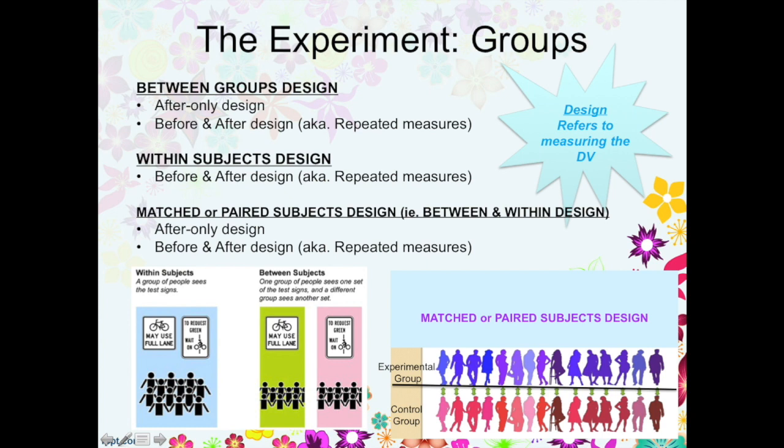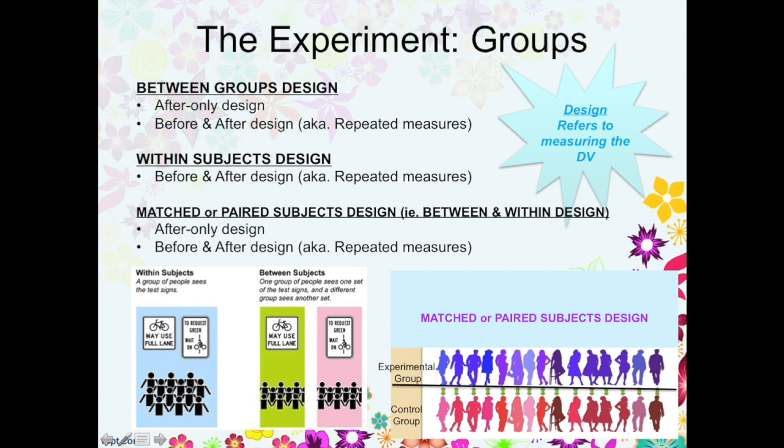So let's look more specifically at the different types of group designs. And here I have a little note that you could think of the design as referring to how we're measuring the DV or when we're measuring the DV. So we can measure the DV after we've given out the IV, we can measure the DV before and after we've given out the IV, or we could do a mix of both. So that's what we're discussing here. And we'll start with the between groups design.